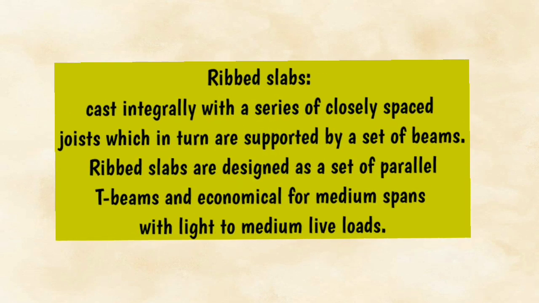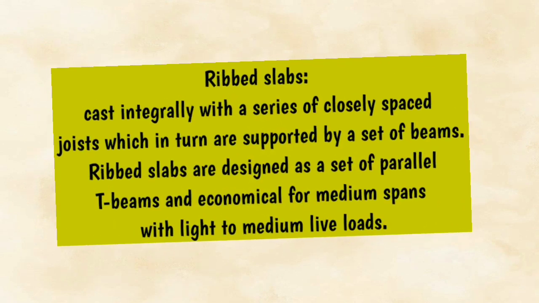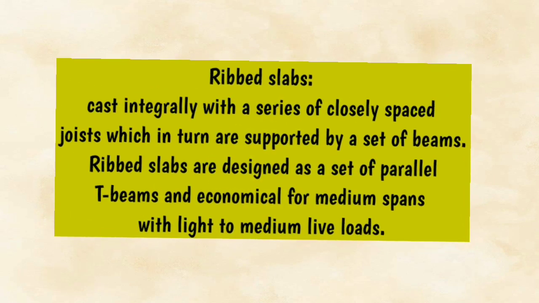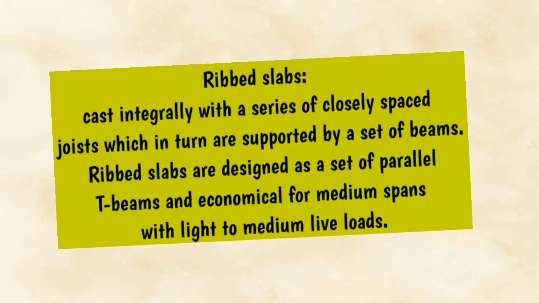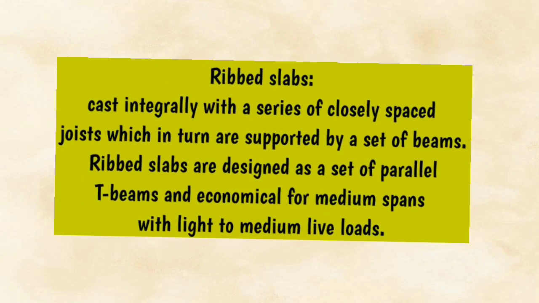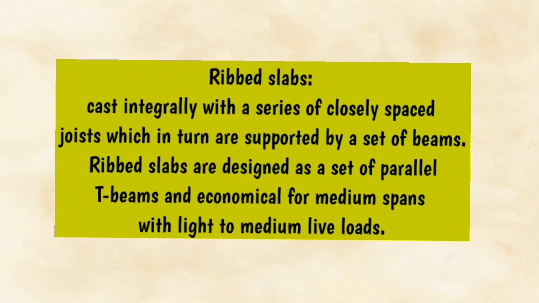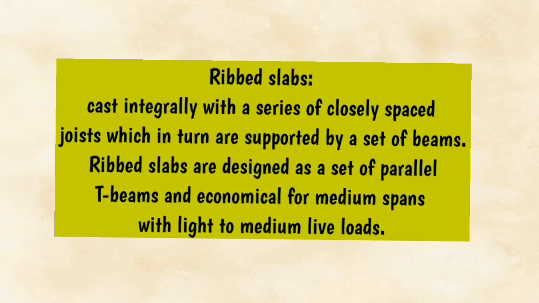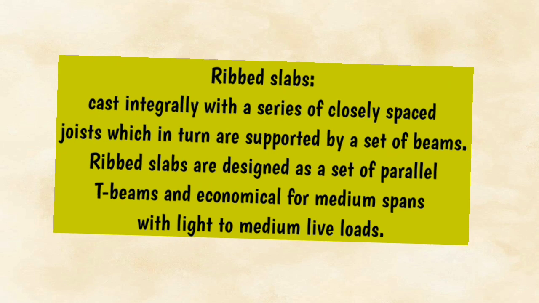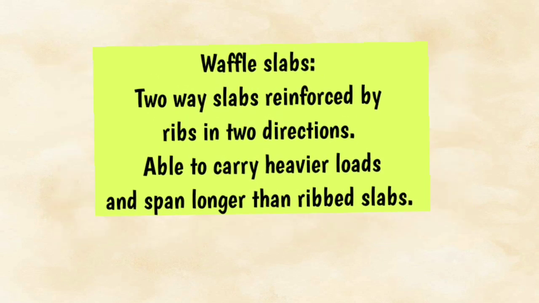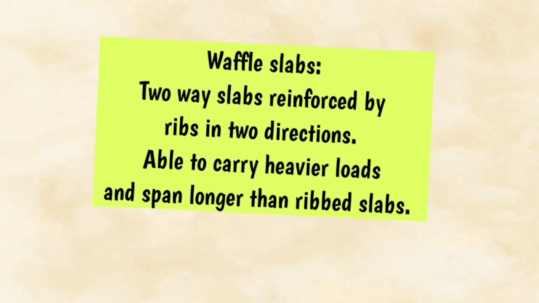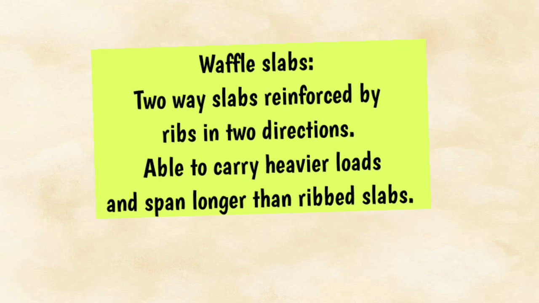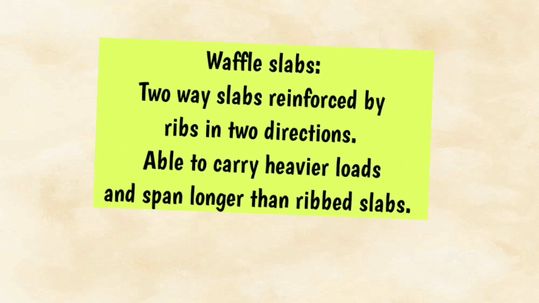Rib slabs. It is cast integrally with a series of closely spaced joists, which in turn are supported by a set of beams. Rib slabs are designed as a set of parallel T-beams and economical for medium spans with light to medium live load. Waffle slab. Two-way slabs reinforced by ribs in two directions. It is able to carry heavier loads and span longer than rib slab.